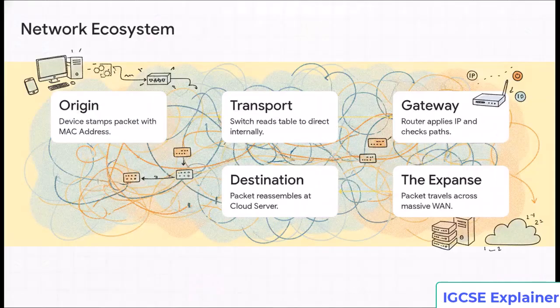Let's trace it step by step. 1. Your hardware stamps the origin with its permanent MAC address. 2. The local switch reads that and transports the packet to the edge of your network. 3. The gateway router applies a dynamic IP address and checks its routing table for the fastest path. 4. The packet navigates the vast expanse of the internet WAN. And finally, 5. The packet arrives and uses its sequence numbers to rebuild itself at the remote cloud server.